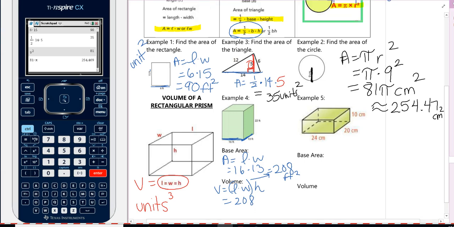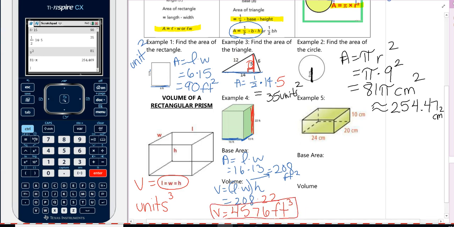So the height, again, is going to be that segment that's connecting the two parallel bases that are never going to touch. And our height there is going to be 22. So now we have 208 times 22 to give us a volume of 4,576. This is volume now, so this is going to be feet cubed.